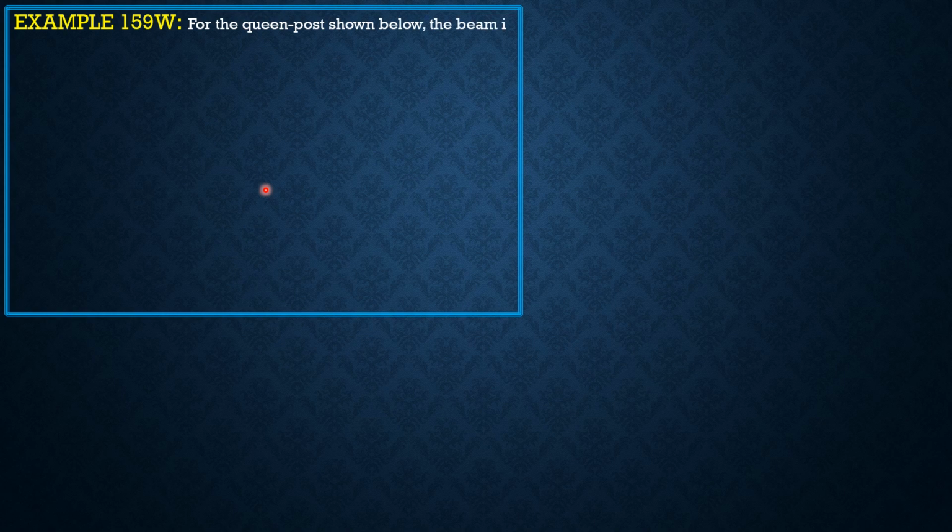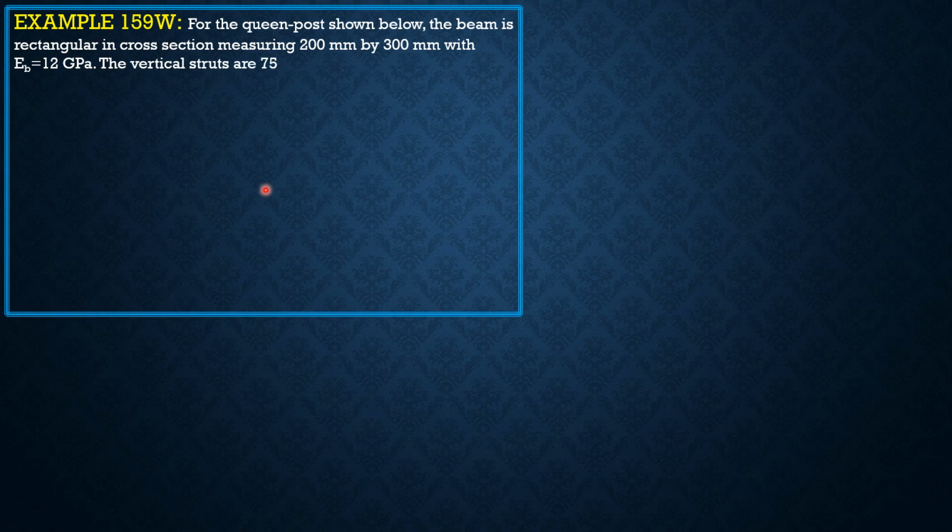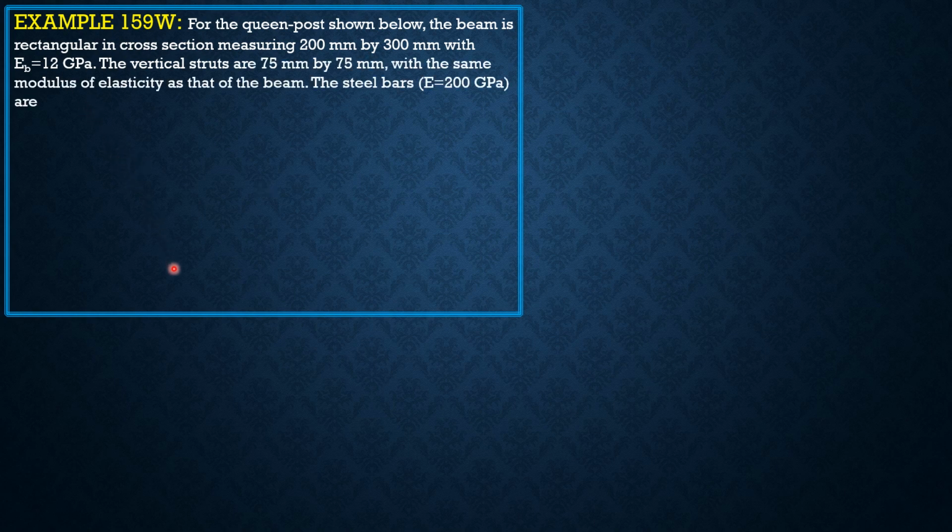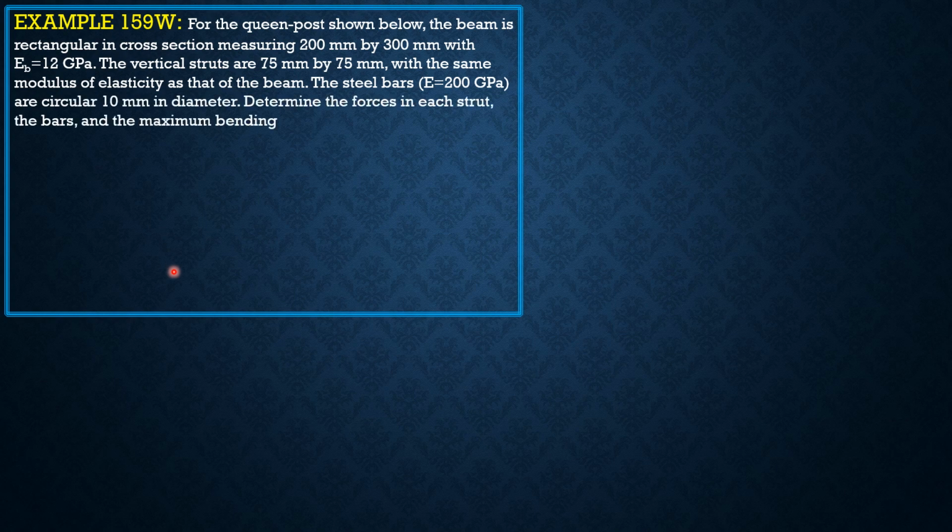For the quint post shown below, the beam is rectangular in cross-section measuring 200 mm by 300 mm with modulus of elasticity 12 gigapascals. The vertical struts are 75 by 75 mm with the same modulus of elasticity as that of the beam. The steel bars, E 200 gigapascals, are circular, 10 millimeters in diameter. Determine the forces in each strut, the bars, and the maximum bending moment in the beam. Neglect shear effects in the beam.